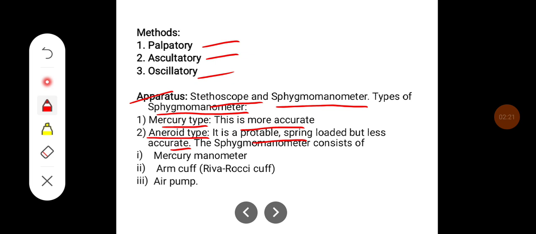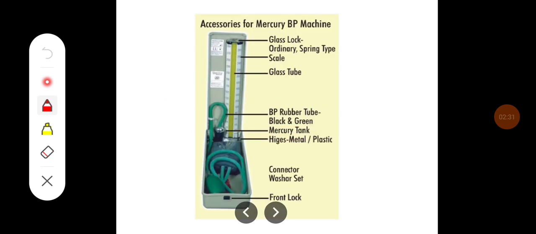The conventional sphygmomanometer consists of different parts, that is mercury manometer, arm cuff that is also called Riva-Rossi cuff, and air pump. So this is how a simple conventional sphygmomanometer looks like, and it has different parts: mercury manometer, and this is the air pump, and this is the Riva-Rossi cuff. Okay, so here you can see the mercury tank.